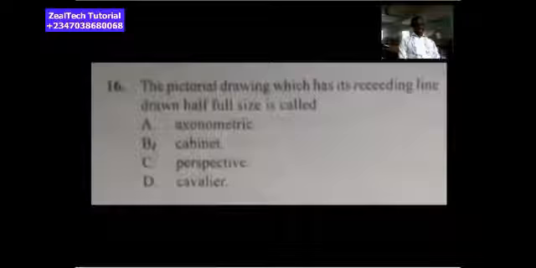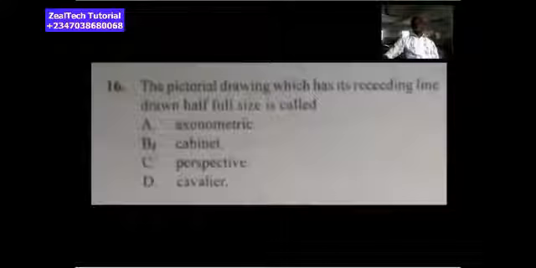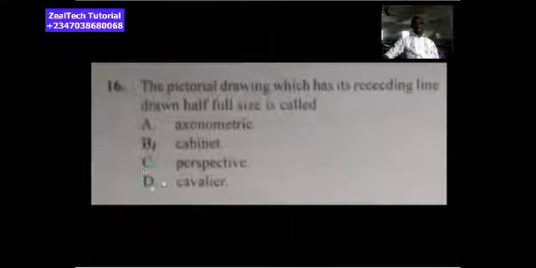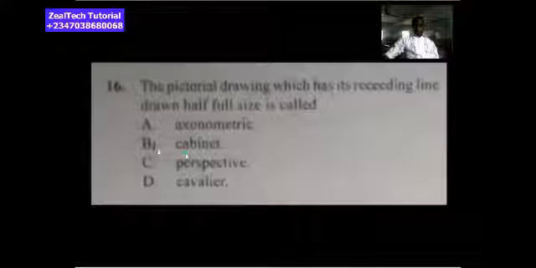Number 16, let's read it. The pictorial drawing which has its receding line drawn half full size is called, the correct answer is cabinet. Axonometric is not. Perspective drawing is not. Cavalier drawing is not the type of drawing, though cavalier drawing is a brother to cabinet drawing, but in cavalier drawing, the receding side is drawn full length. You don't divide it by any ratio. But this one is half full. So the answer is B.